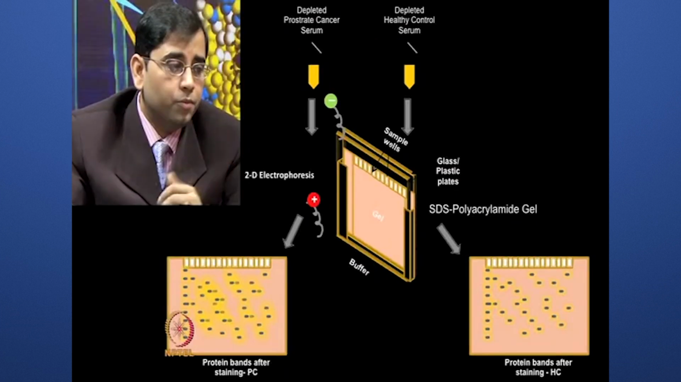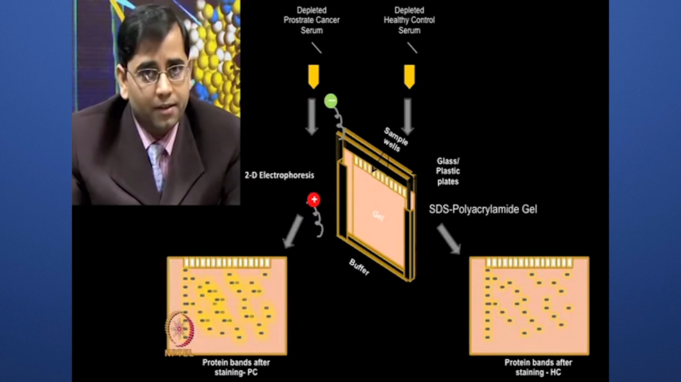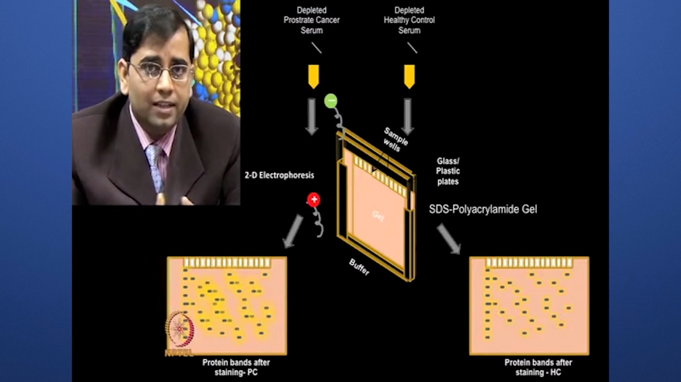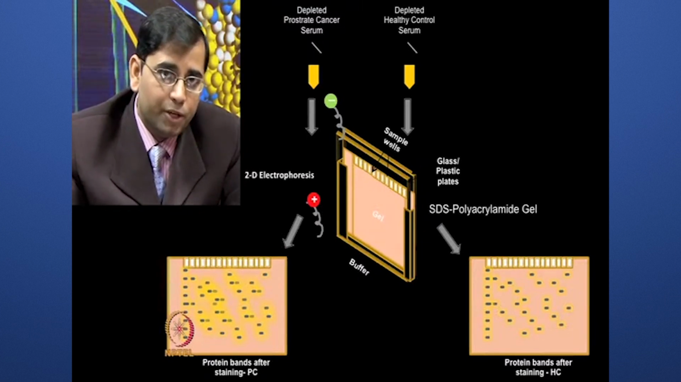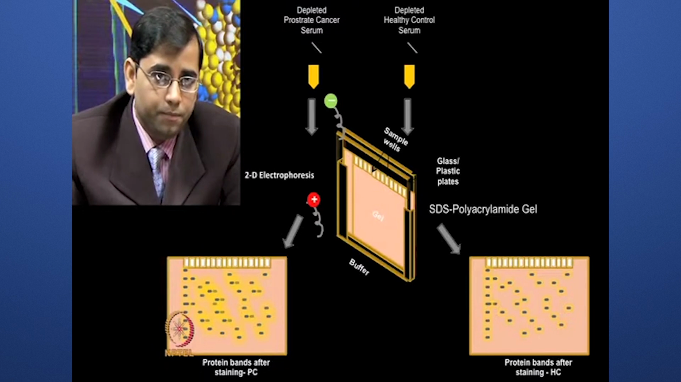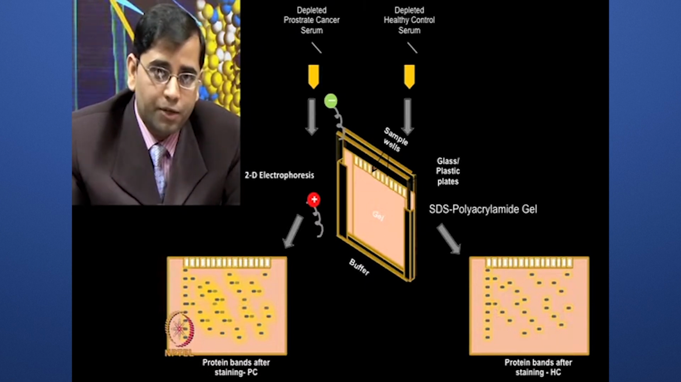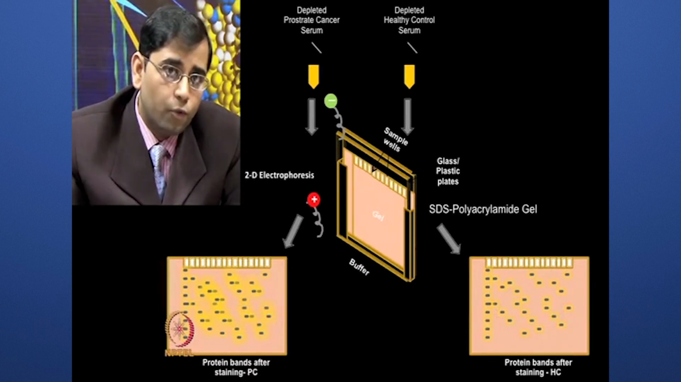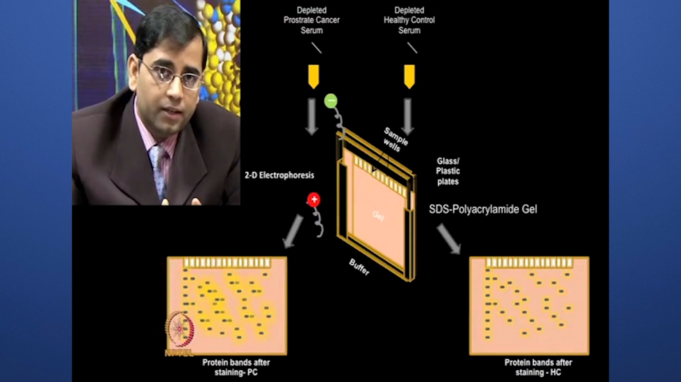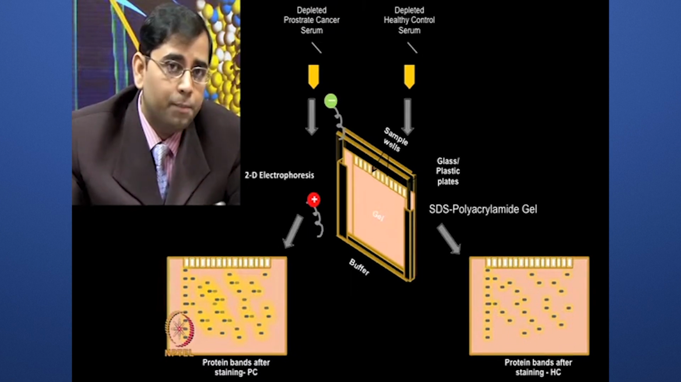Now, I am giving you one application example. For example, you want to study prostate cancer and you have obtained serum samples from patients suffering from prostate cancer, and you want to compare that with healthy individuals. For both the samples, I will talk about some of the details of the separation in the following 2D workflow, and you have also studied different types of protein extraction and depletion of serum in the previous lecture.